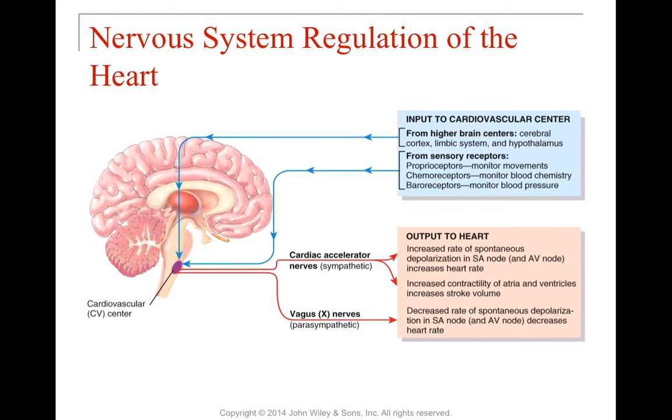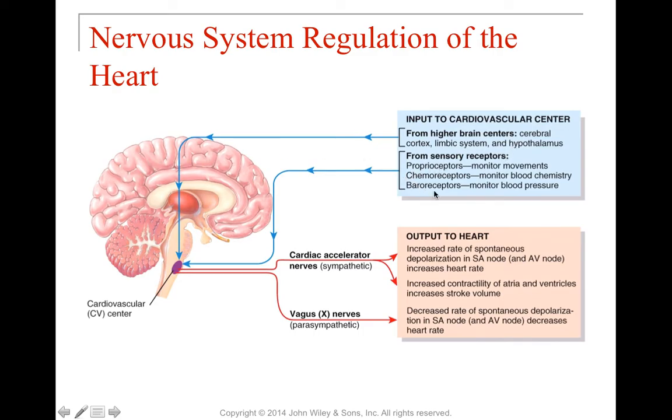We also have nervous system regulation of the heart, just like everything. I feel like every lecture we've talked about how the brain is going to regulate it. The brain regulates everything in your body. And we have a specific region of the brain that's going to regulate the heart. It's the cardiovascular center, and that here is shown in purple. And that's going to have input that comes from the higher brain centers, like the cerebral cortex.